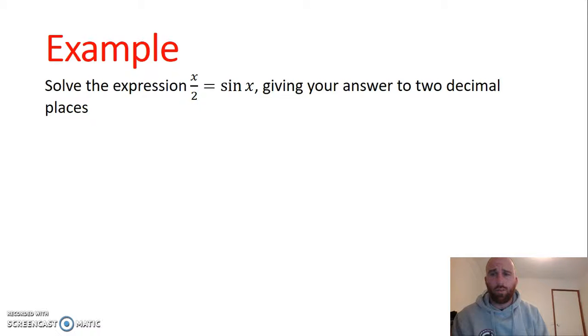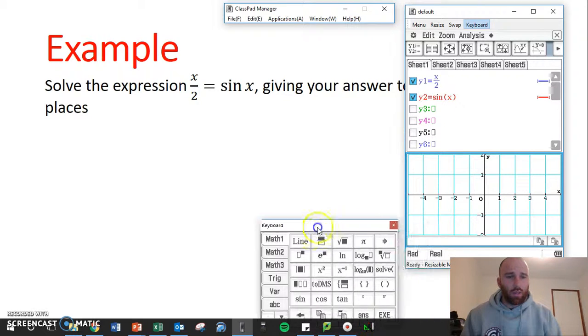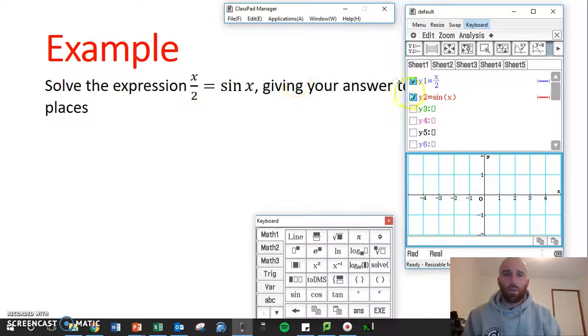The first one is: solve the expression x divided by 2 equals sine x, giving your answer to 2 decimal points. So we're going to pull out a calculator. Hopefully everyone has your calculator on hand. We're going to try and solve the expression x divided by 2 is equal to sine x.